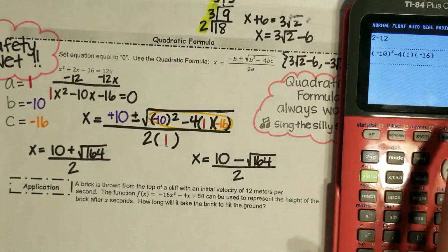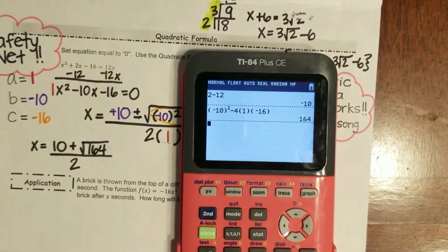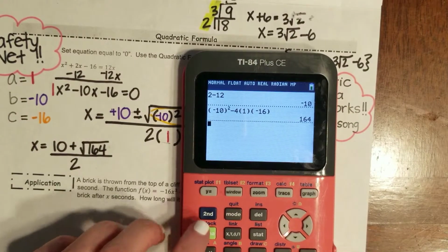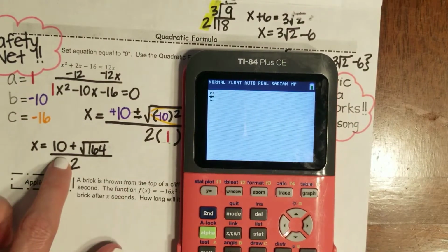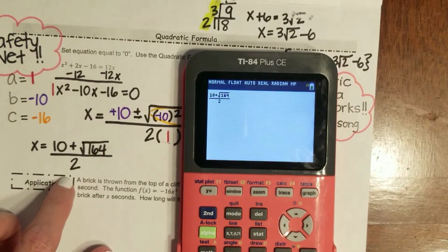All right, so now I'm going to do this. I'm going to take 10. So I'm going to type this in as a fraction. So I'm going to say 10 plus the square root of 164, all divided by 2.